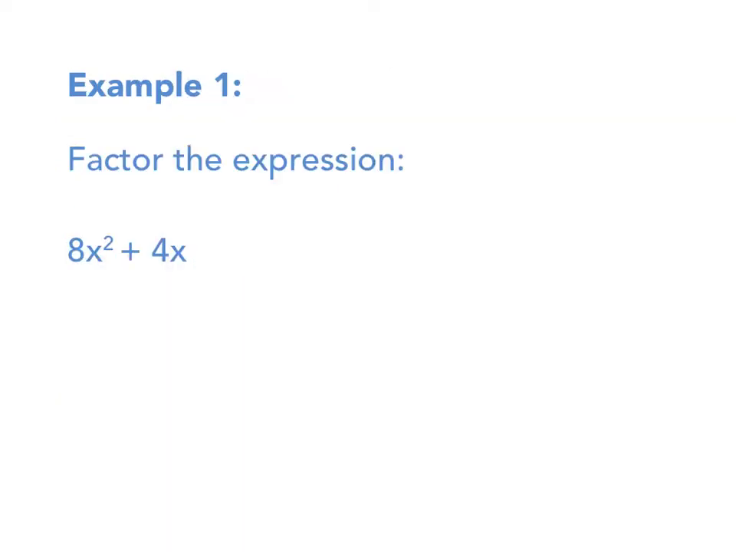So let's take a look at this example. We are given the expression 8x squared plus 4x, and we're told to factor the expression. So as the steps say in your notes, make sure you look back at those. It says to find the GCF of your two terms. So we're going to find the GCF of 8x squared, and we're going to find the GCF of 4x.